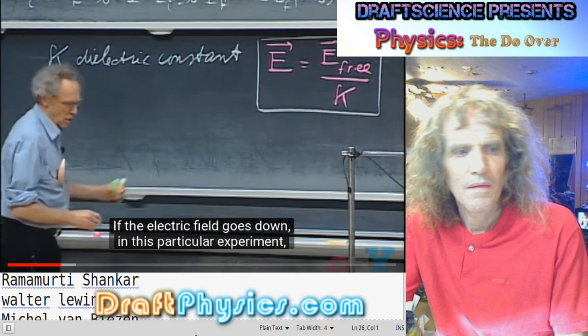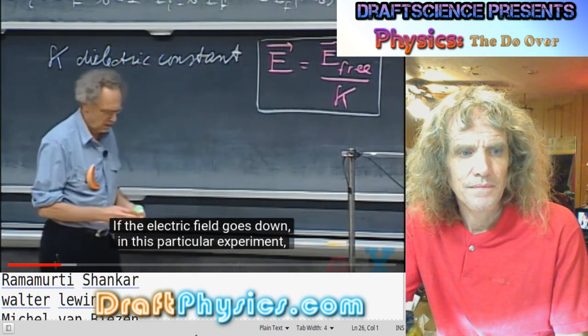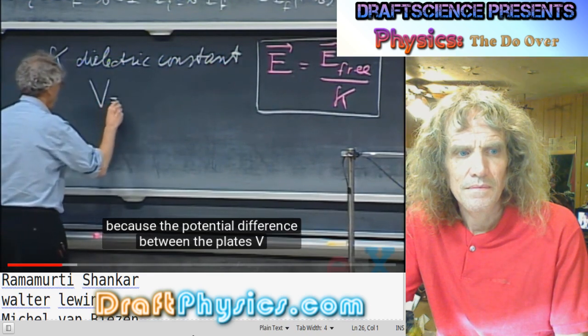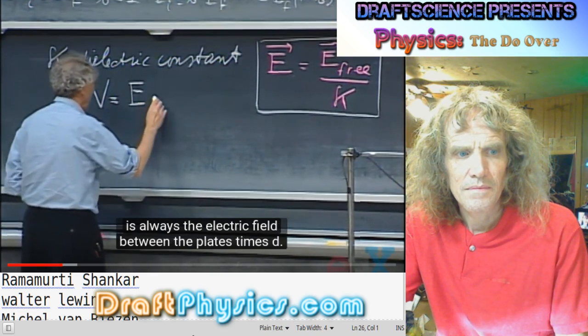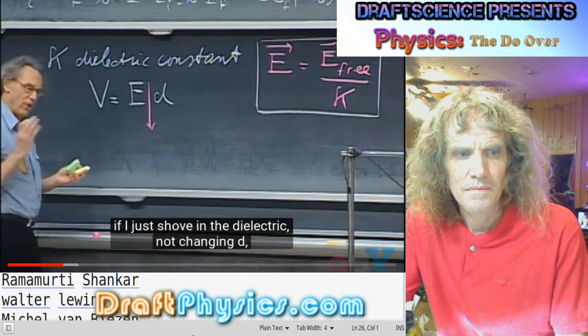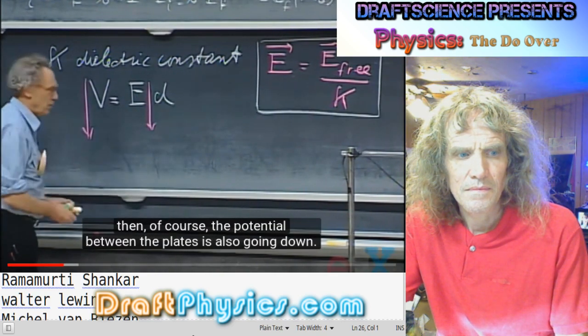If the electric field goes down in this particular experiment, it is clear that the potential difference between the plates will also go down, because the potential difference between the plates V is always the electric field between the plates times D. And so if this one goes down by a factor of kappa, if I just shove in the dielectric, not changing D, then of course the potential between the plates is also going down.